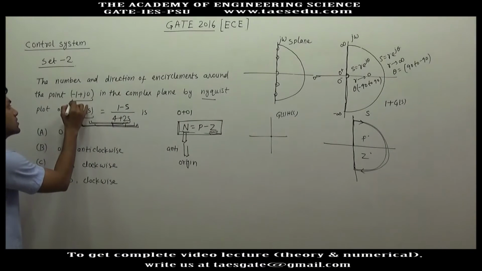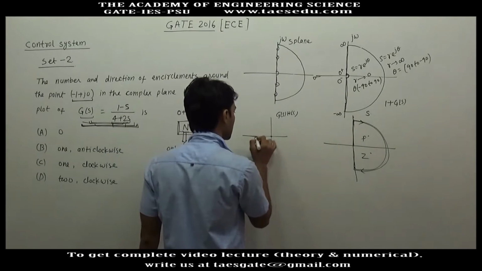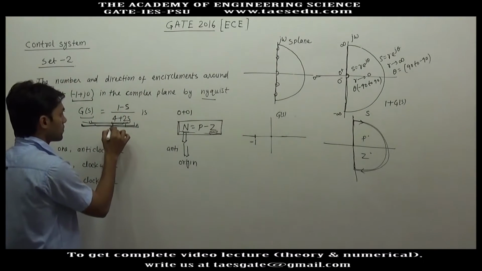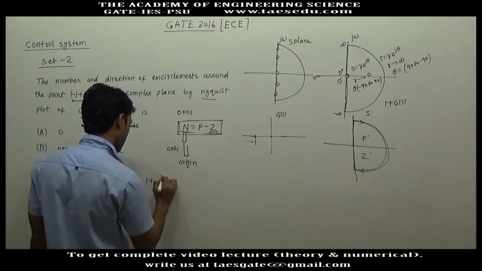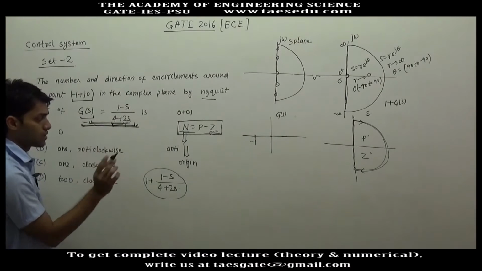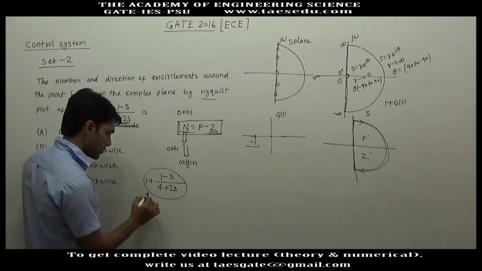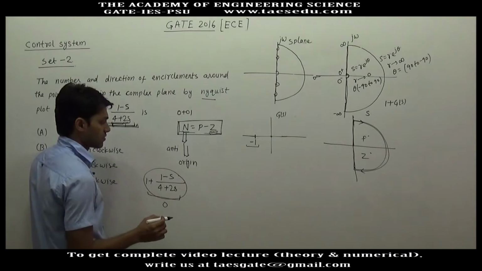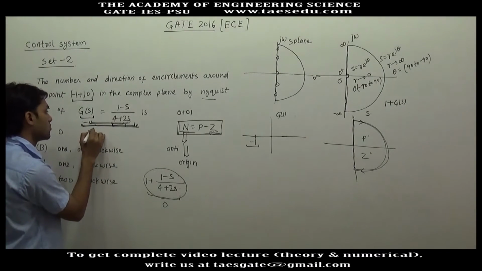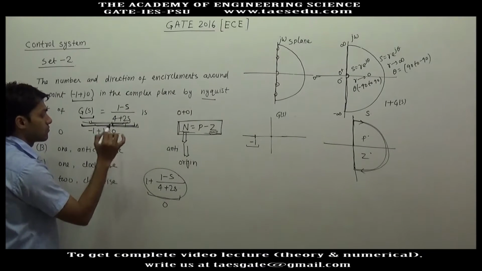But we are interested to find out the number of encirclement of -1 plus j0 of this plane. In the GSHS plane, we are interested to find out encirclement of this point. Now instead of solving for this equation, if you add 1 to this equation, the number of encirclement of -1 in the plane of GSHS will be equivalent to the number of encirclement of 0, since you are adding 1. So whenever in the plane of GS, GS is equal to -1, if you add 1 here, in the plane of 1 plus GSHS, you will get value of 0.